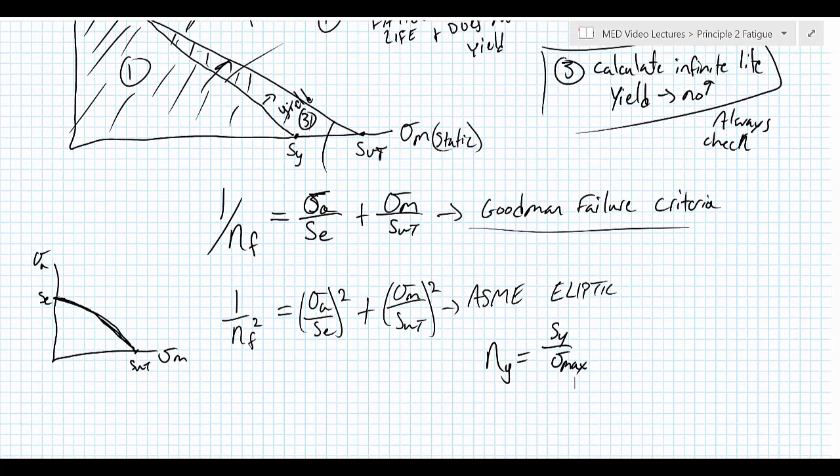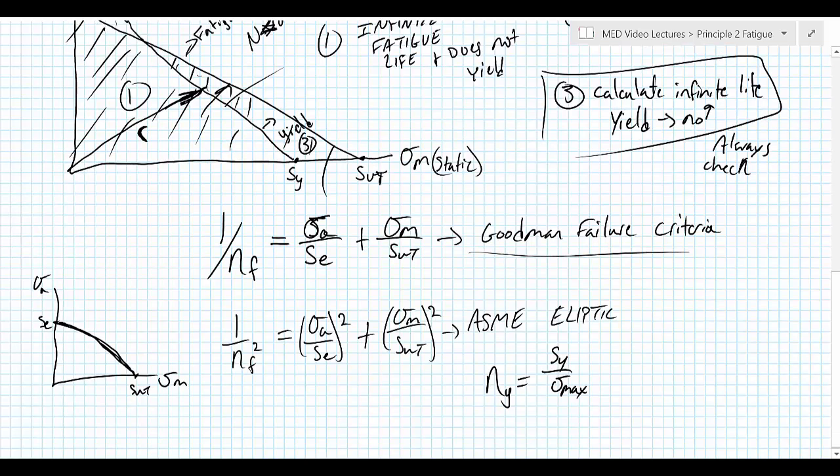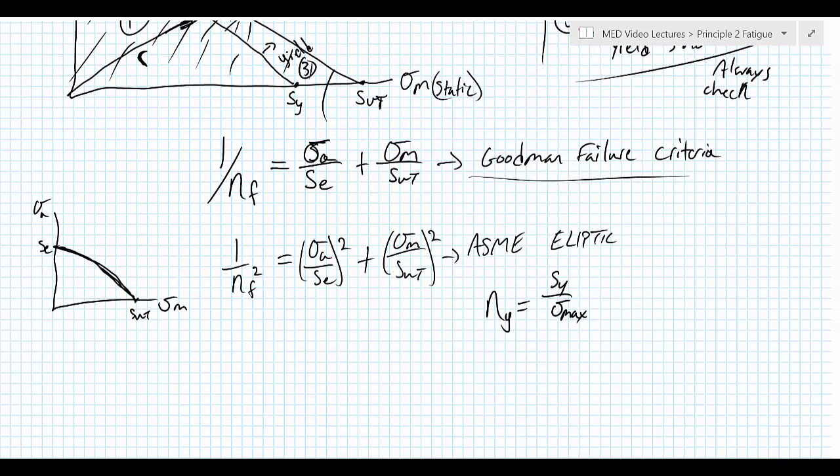Now, there are multiple ways we could get to this point, to this line. So we could have some vector here that gets us to that point. And that vector is called the load line R. What we care about is really the slope of R. So the R load line is calculated as sigma A over sigma M.